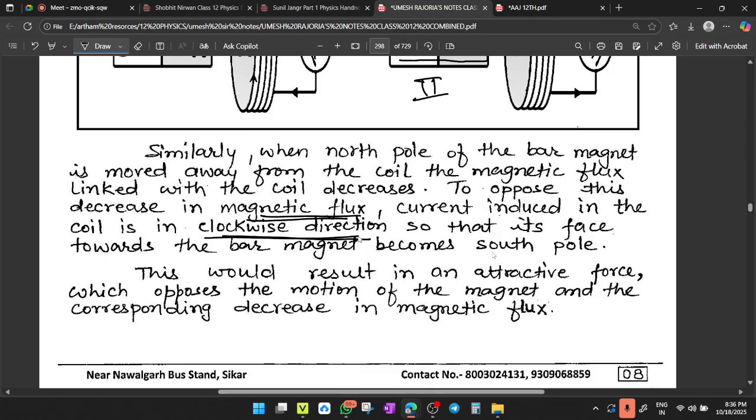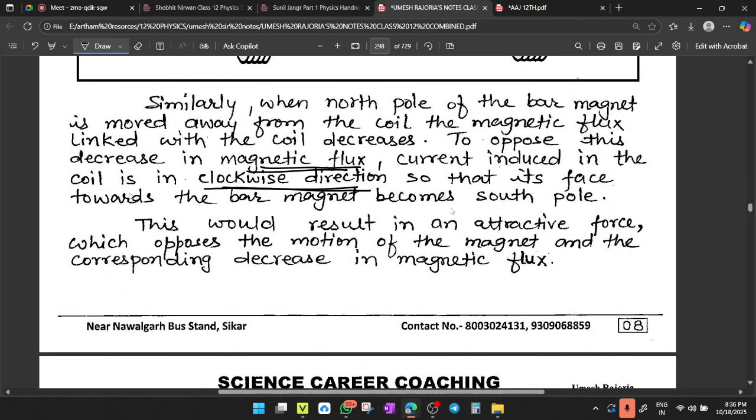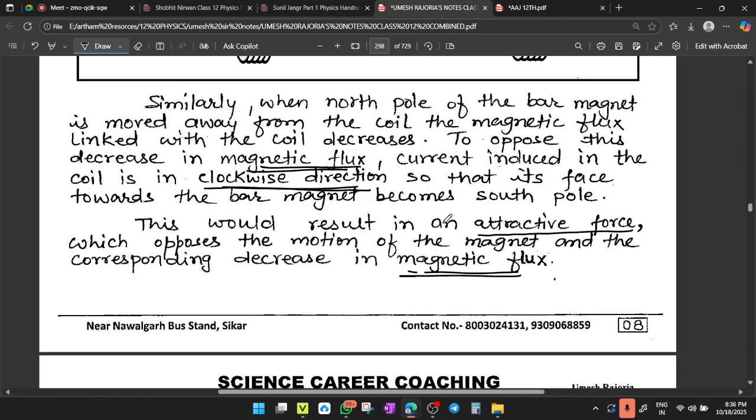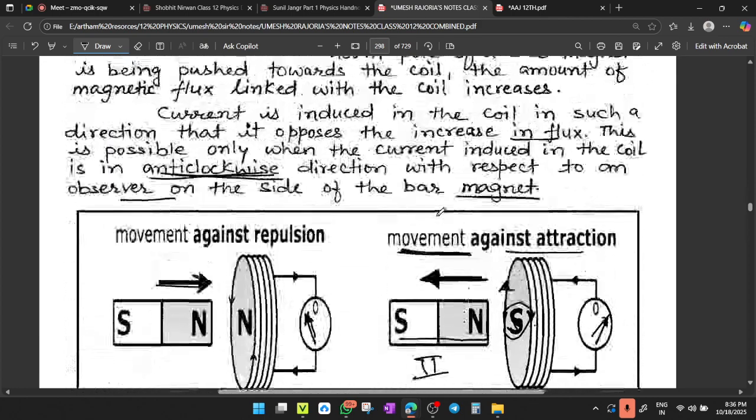Okay, so when the current is induced in the clockwise direction, this face becomes south pole, and south pole and north pole attract each other, so it will oppose getting apart from the north pole. Understood? So its face towards the bar magnet becomes south pole. This results in an attractive force which opposes the motion of the magnet and the corresponding decrease in the magnetic flux. Clear? So in such a way, you can determine the direction of current.